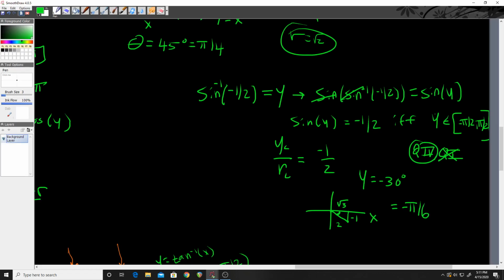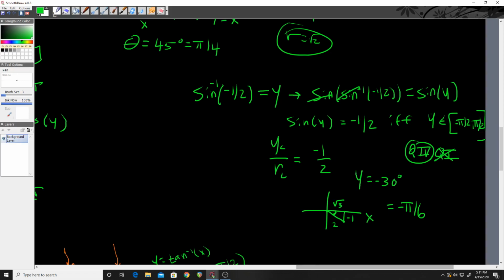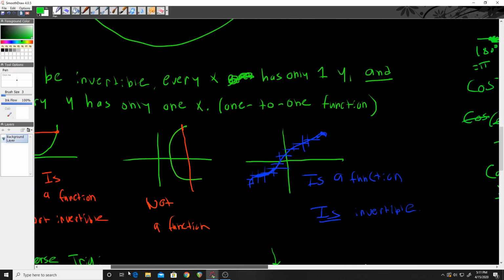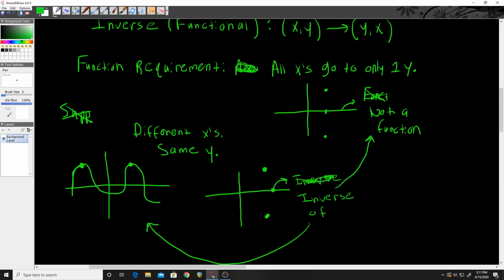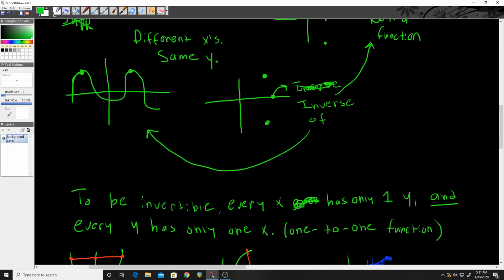Okay, so that's that. So there we go. Basically a full inverse trig review, complete with examples, complete with background, what is invertibility and all that stuff. Good.